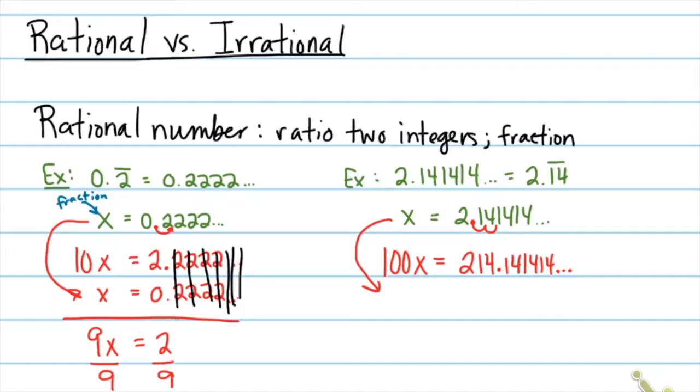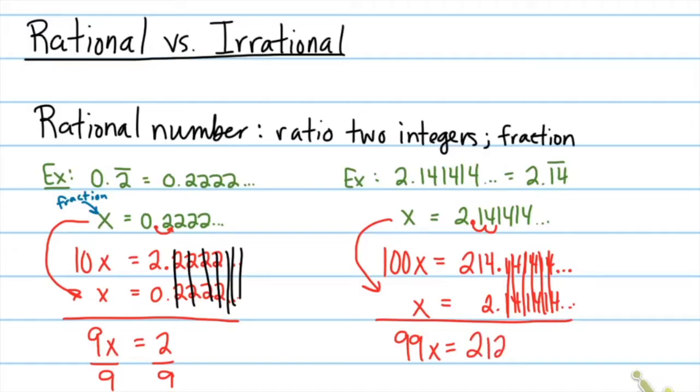If I bring my original x line down, and I look at that subtraction again, I compare these two lines, I say, oh wait, because I was able to get one full repetition out, now my repeating decimal portion eliminates. It subtracts away. And I'm left with 99x equals 212.